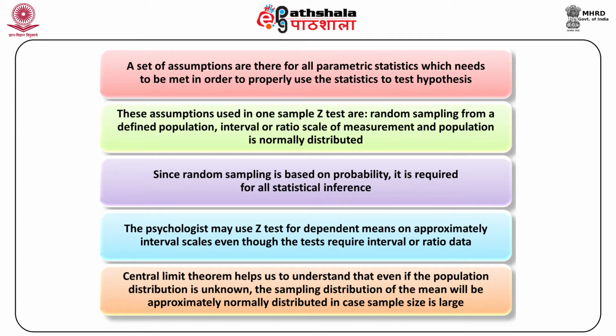The psychologist may use the z-test for independent means on approximately interval scales, even though the tests require interval or ratio data. The central limit theorem helps us understand that even if the population distribution is unknown, the sampling distribution of the mean will be approximately normally distributed in case the sample size is large.